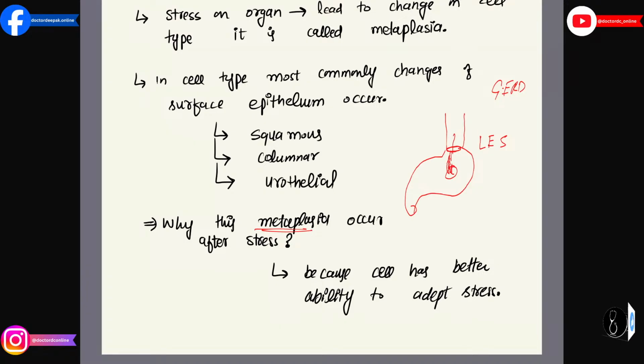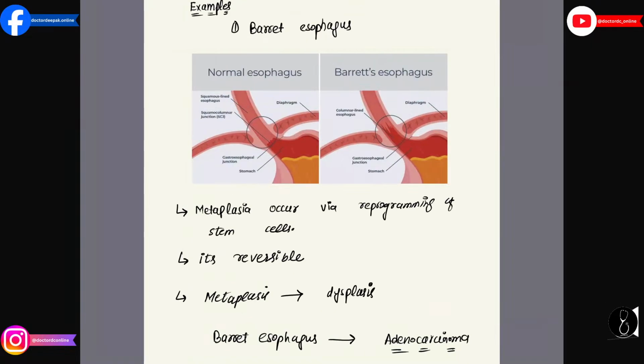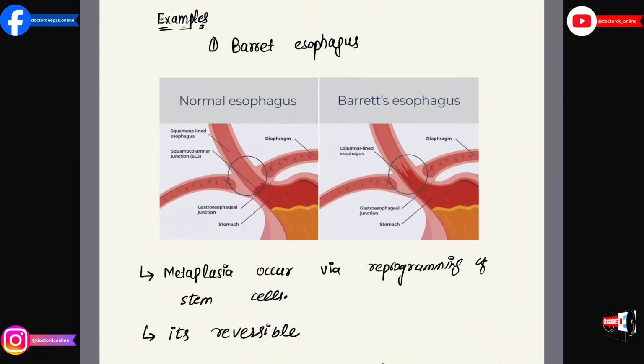When the acid goes from the stomach to the esophagus, that acid puts a stress on the epithelium. After the epithelium faces that acid, it will change its type. That change in type is called metaplasia. Let's try to understand this with an example. Here I mentioned the example of Barrett esophagus. Barrett esophagus is an example of metaplasia.